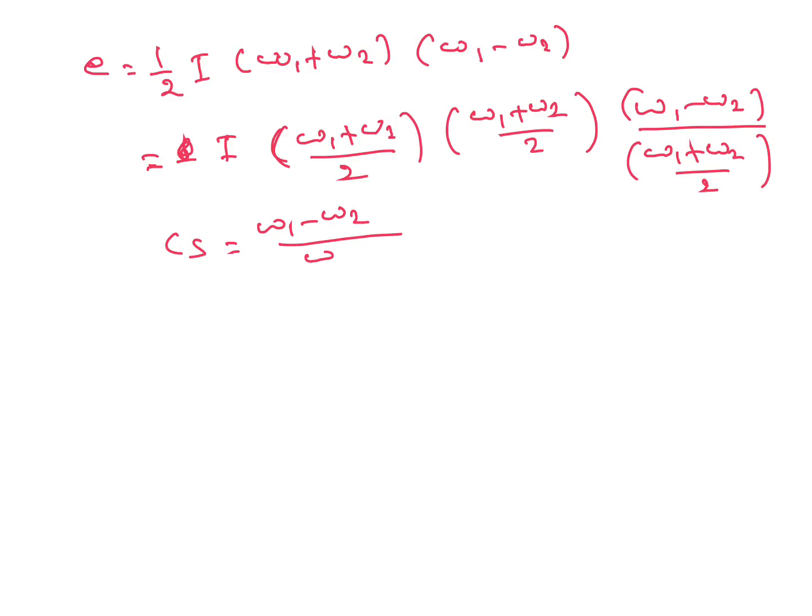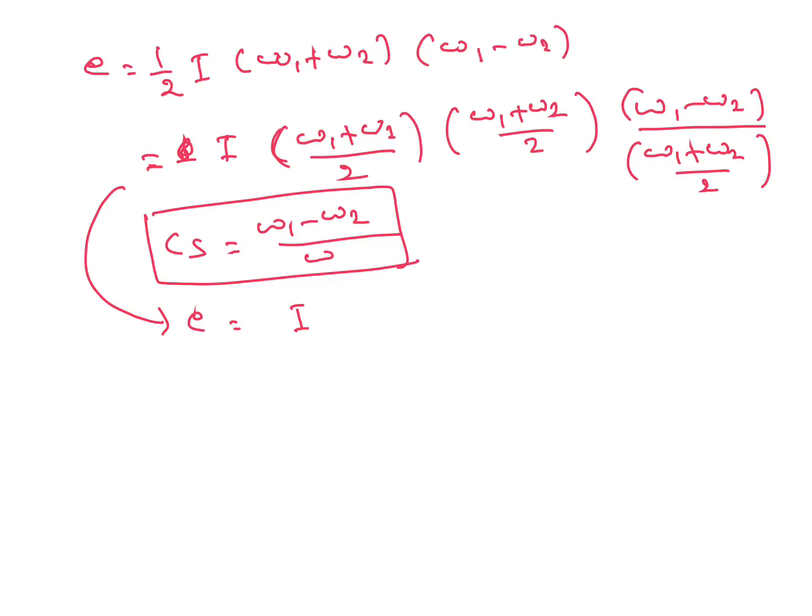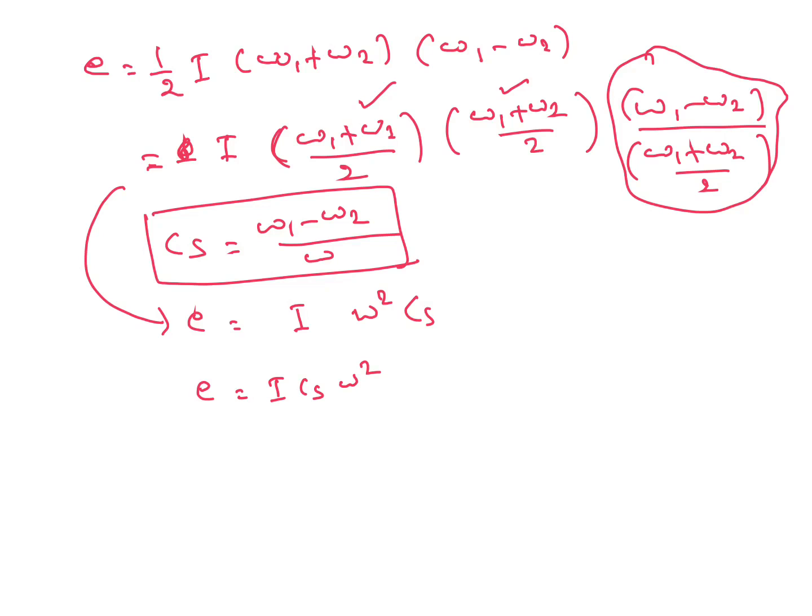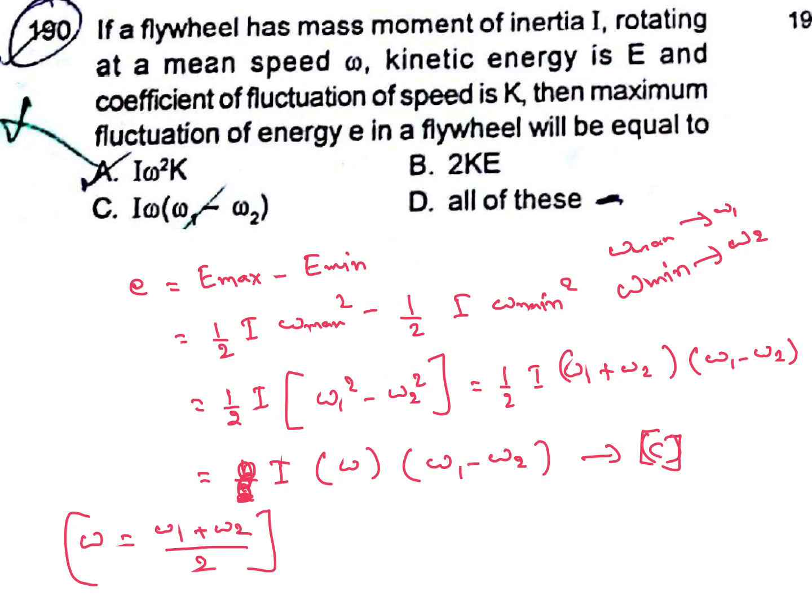So E equal to I omega mean square. From here we will get Cs, E equal to I Cs omega square. This is option A. In this question the coefficient of fluctuation of speed is written as K instead of Cs. So A also follows, C also follows. No need to go for B. All of these are the answer.